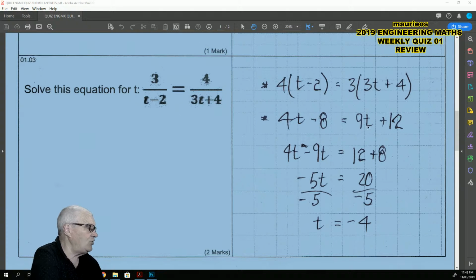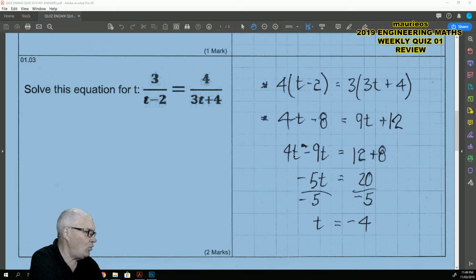Now what we do to one side we must do to the other. So in this case, I've done two things at once. I've taken 9t off both sides, so we've got 4t minus 9t. 9t minus 9t is 0, and then I've added 8 to the other side, because if I add 8 that'll get rid of it. I've left out a couple of steps there.